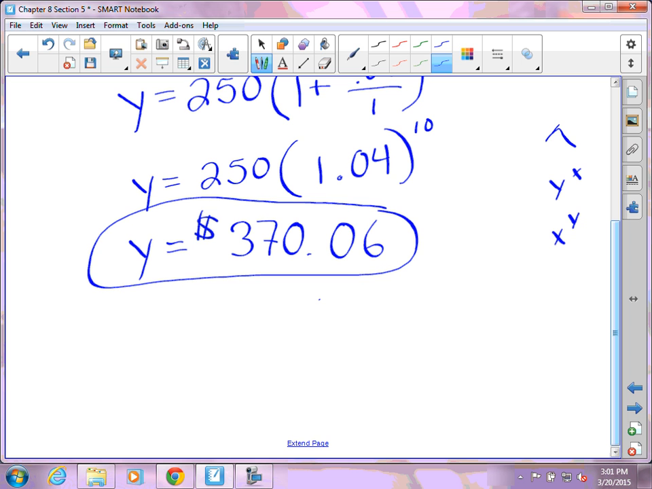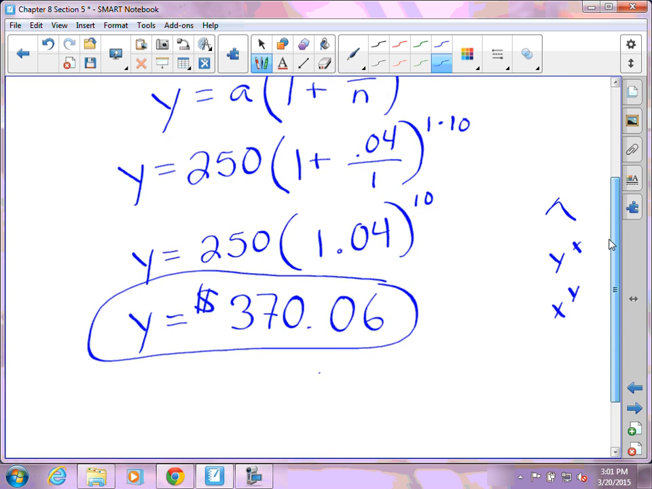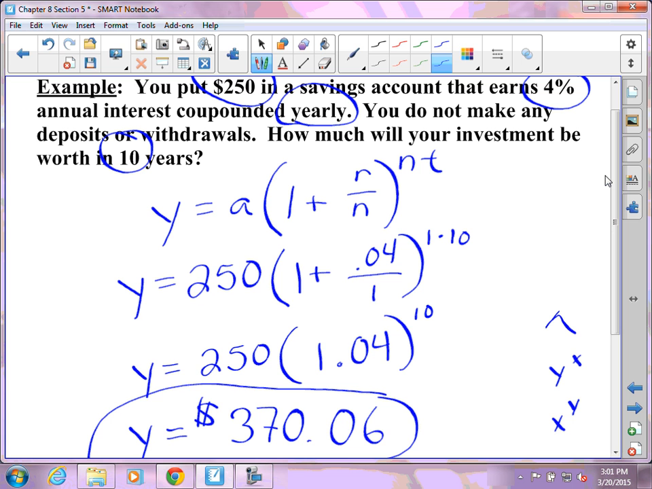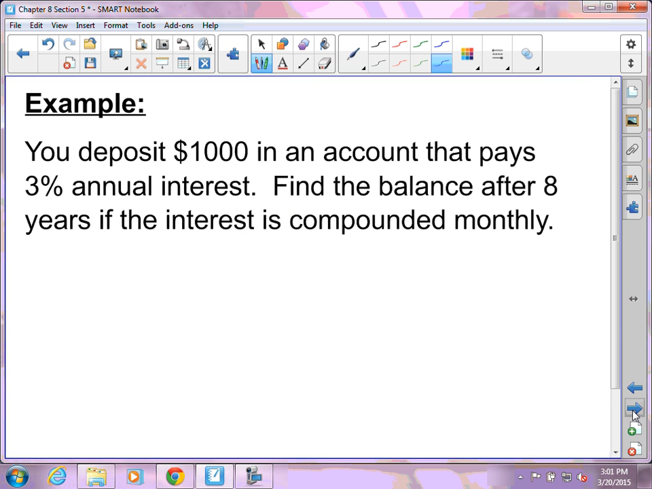All right, so you'll notice that this problem was pretty easy because it was compounded yearly. That's easy. When we get to other types of compounded, that's where students tend to have difficulty. So what we're going to do is start with our equation again. Y equals A parentheses 1 plus R over N parentheses to the NT power, right? So we're going to start there again.